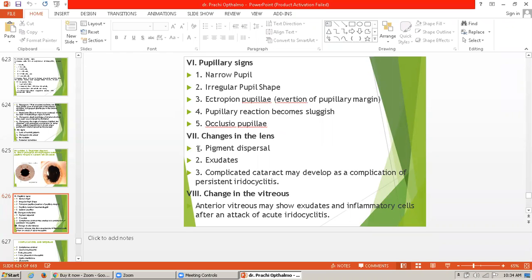Then changes in the lens. First is pigment dispersal, exudate, and complicated cataract may develop as a complication of chronic iridocyclitis. These are the changes seen in the lens. Then changes in the vitreous. Anterior vitreous may show exudate and inflammatory cells after an attack of acute iridocyclitis. So these are the changes in the vitreous, seen along with the changes in the lens.